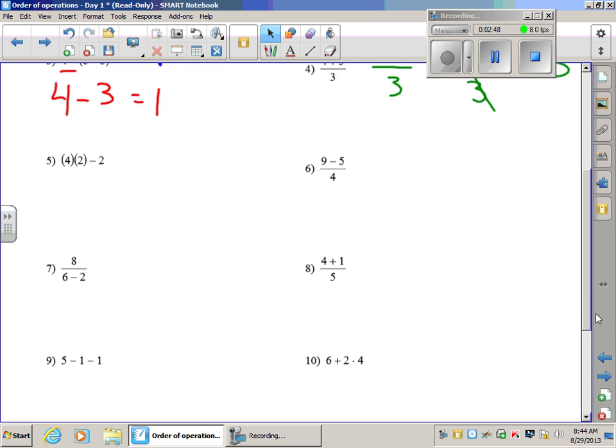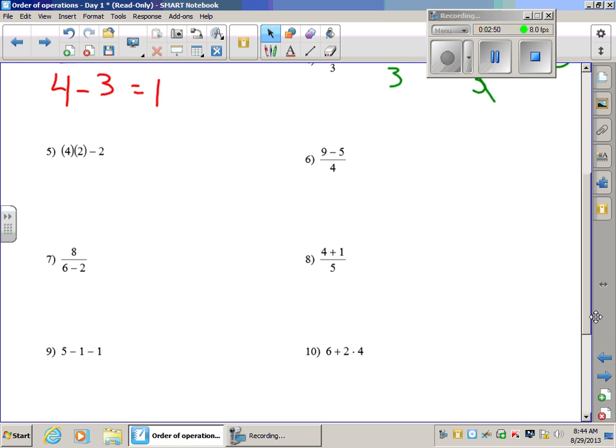Number 5, you have the parentheses here. That shows multiplication. So they're really not the high priority of parentheses. They're really the medium priority of multiplication. But multiplication does come before subtraction. So you must combine the 4 times the 2 first. So that's 8. And you're just going to copy the minus 2. So 8 minus 2 is 6.